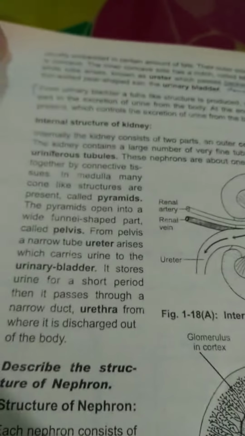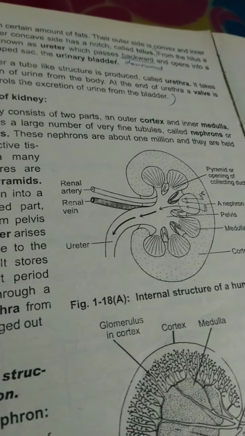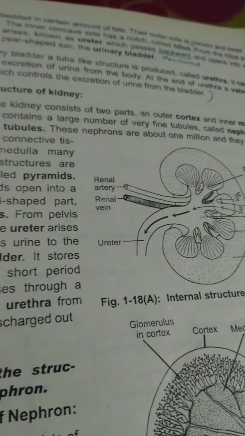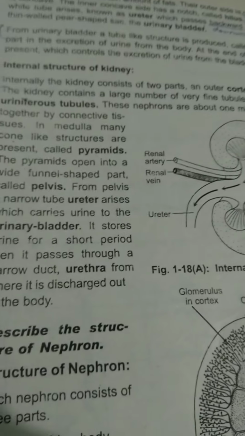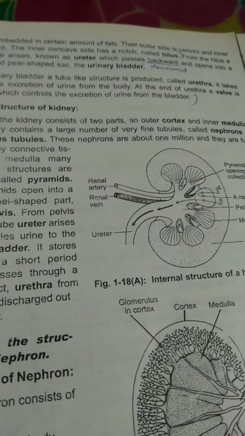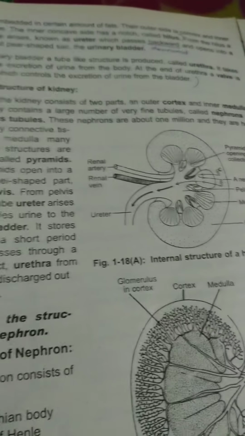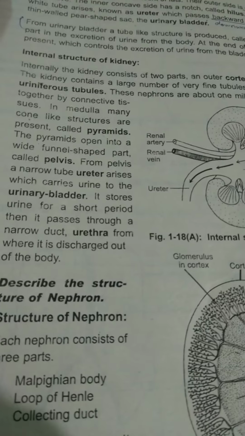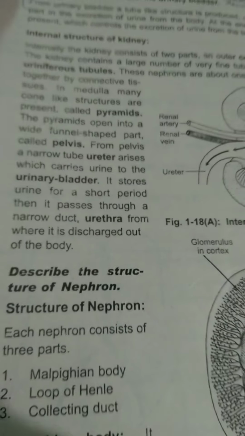At the end of the urethra, there is an opening which controls excretion. There is a sphincter present, which we call a valve, that controls the excretion of urine from the bladder. Internal structure of kidney: internally the kidney consists of two parts, an outer cortex and an inner medulla. The kidney contains a large number of very fine tubules called nephrons or uriniferous tubules. These nephrons are about 1 million and they are held together by connective tissues.